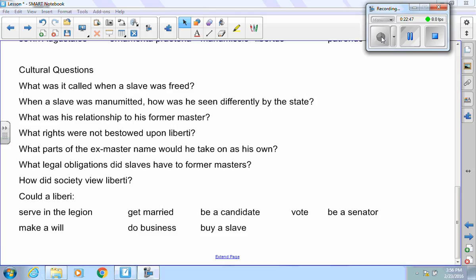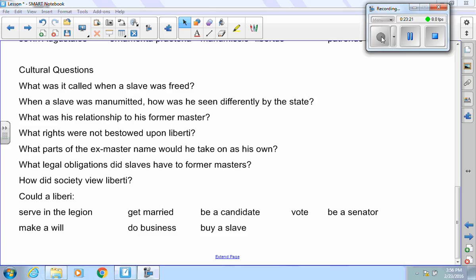What rights were not bestowed upon the liberti? Well, he wouldn't be able to be in an election. He couldn't marry a senator. If she were free, she couldn't marry a senator. His children were free, though. So once the children were born, they would have all of the rights that a normal Roman citizen would have. What parts of the ex-master's name would he take on as his own? The first two names of his master he would take. The last name would be what he would normally have been called.